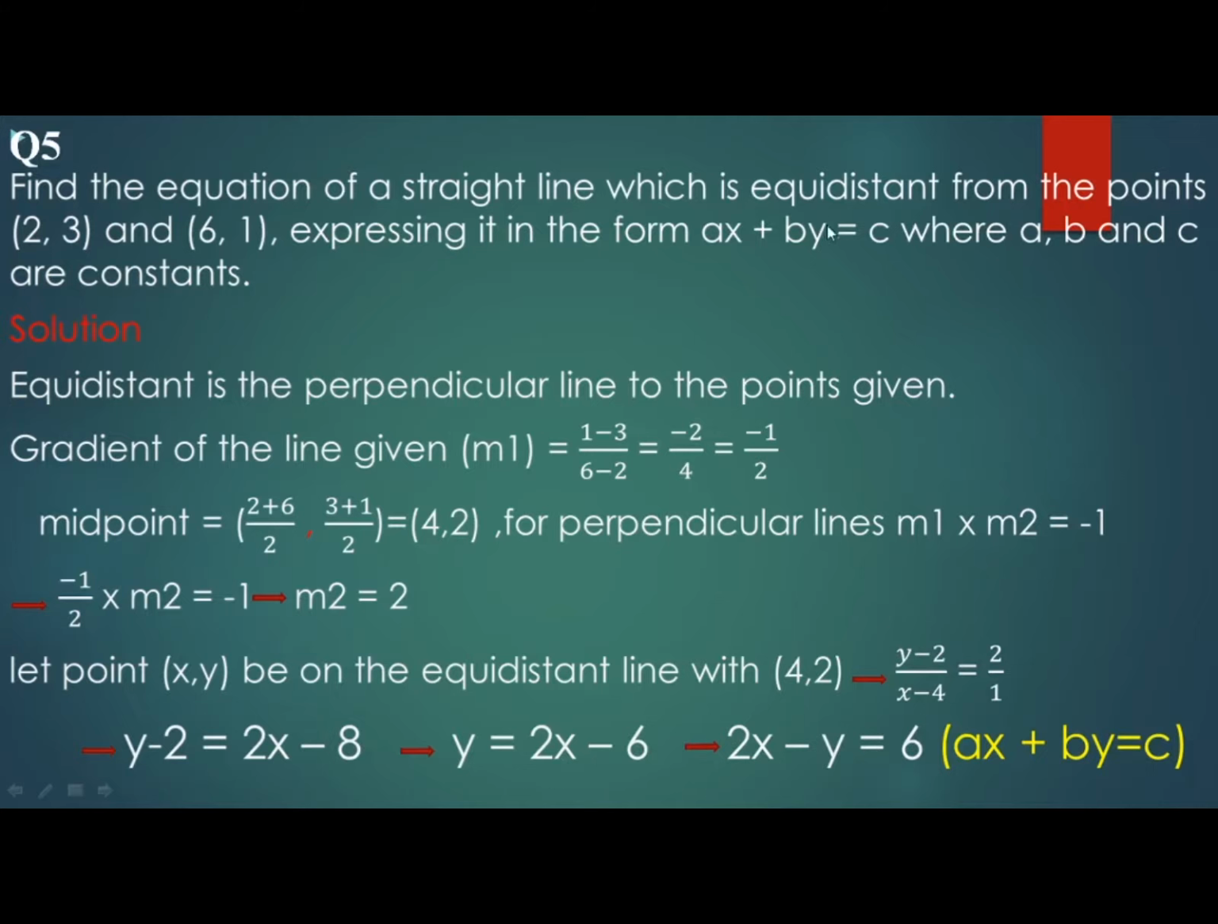But remember, the form you were asked is ax plus by equals c. And therefore, I bring the 6 to the left-hand side, I take y to the other side, it will be 2x minus y equals 6. So 2x minus y equals 6. And that is the form I was asked. This is the form I'm asked. So 2x minus y equals 6. And that is the equation that is perpendicular to the line that passes through these points.